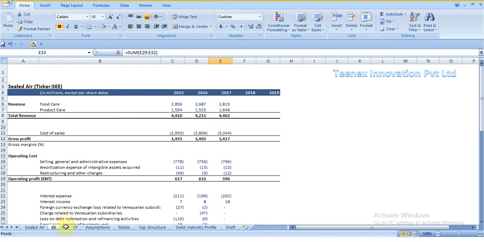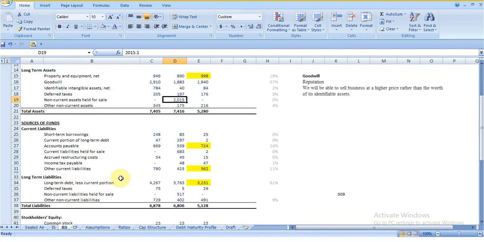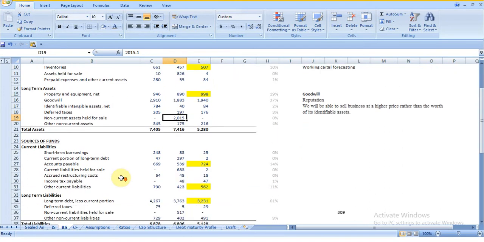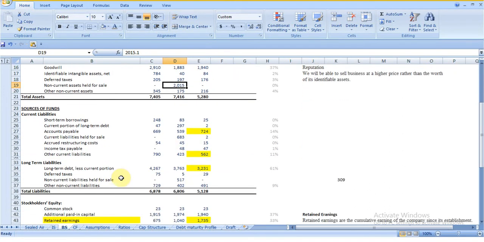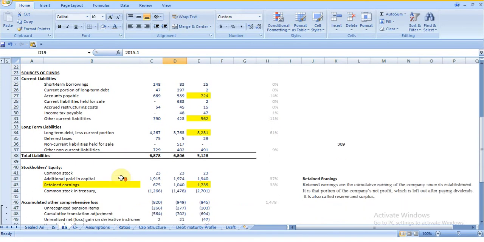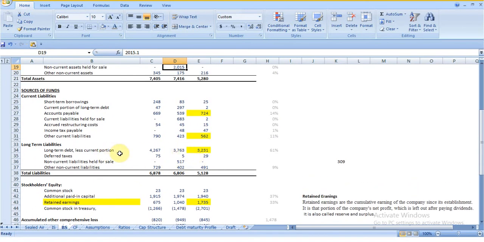Now we will look at the balance sheet. On the balance sheet, first we will look at sources of funds. A few things strike us very clearly. The company has a significant amount of debt. Of the company's total balance sheet size, 60% is funded through debt. Apart from this, the company also has accounts payable, other current liabilities, and other non-current liabilities. These are all part of current liabilities and long-term liabilities.